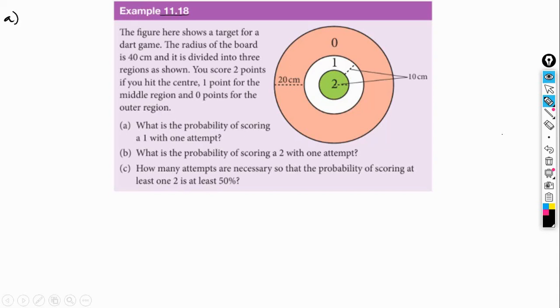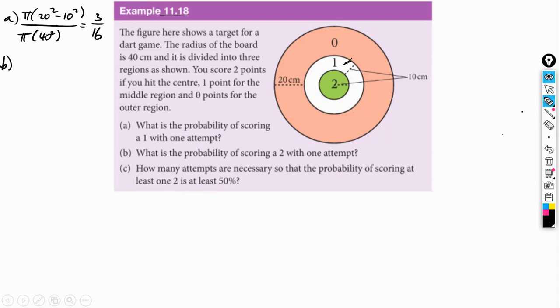So this is geometric probability. Notice that the area for 1, which is this white section, is going to be equal to the area of what would be the white circle. So that's going to be 20 squared times pi minus the area for the green circle, so 10 squared, over the total area, which is pi times 40 squared. So if we solve this, it's going to give us 3 out of 16.